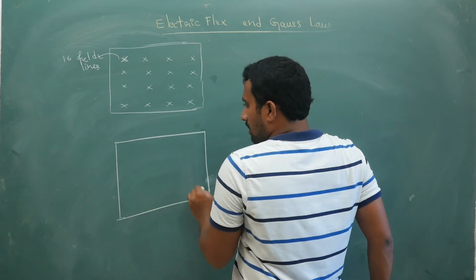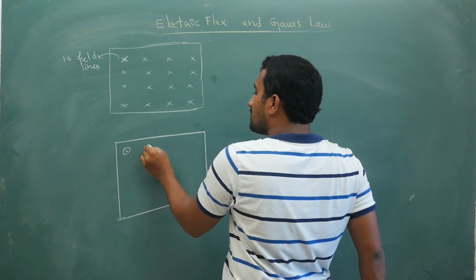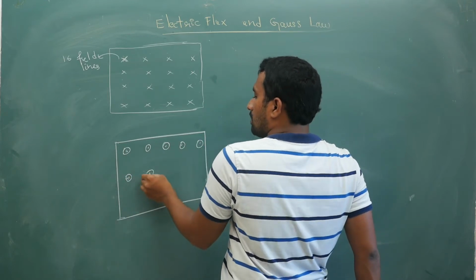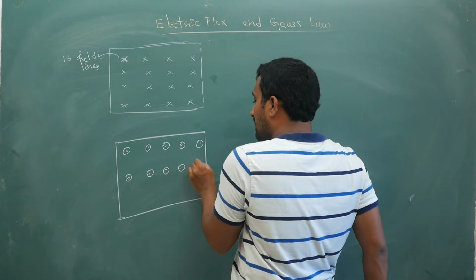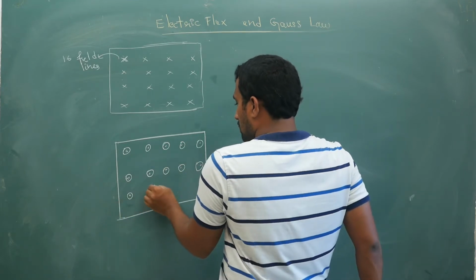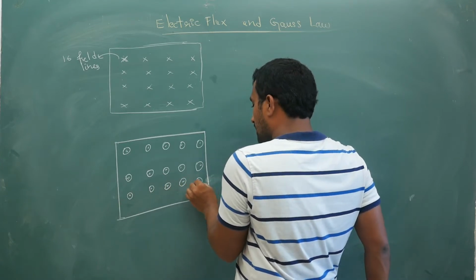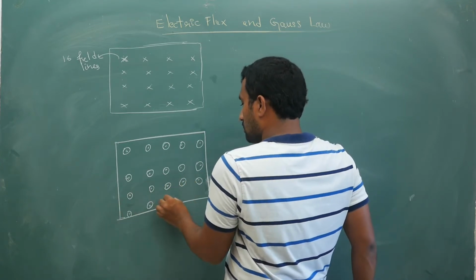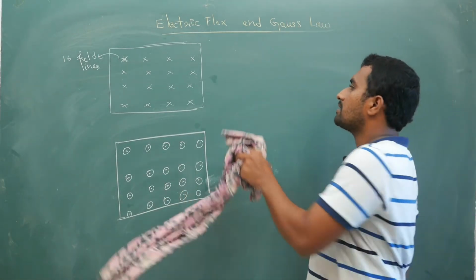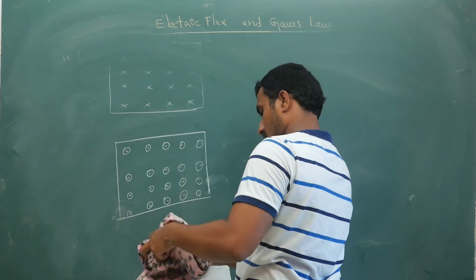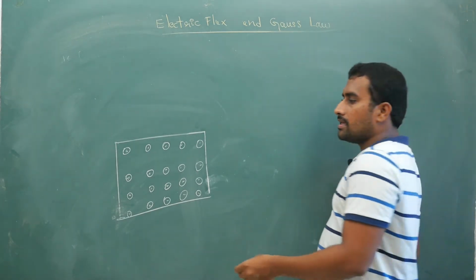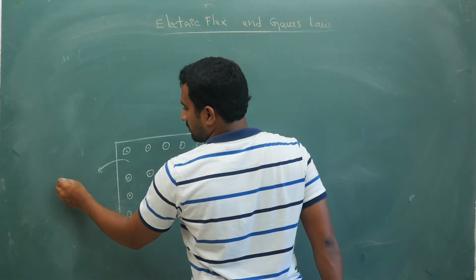Now if you look from the other side, this is out of the plane. If you are considering, let us say, field lines are coming out like this, let us say 20 lines are there like this, 2 3 4 5, totally 20 field lines are there. Let us not consider this case. So totally let us say there are 20 lines.